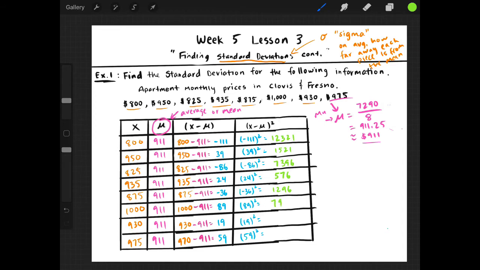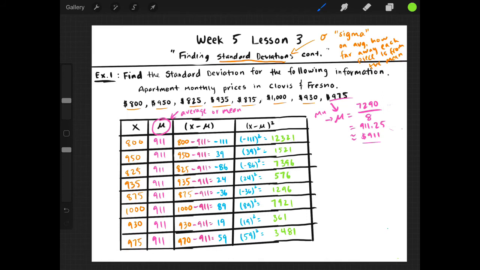1296, 89 squared, 7921, 19 squared is 361, and then 59 squared is 3,481. Okay. So what we've done is now we've squared each of our results, making it so we're only dealing with positives.